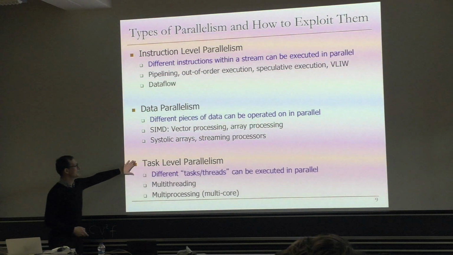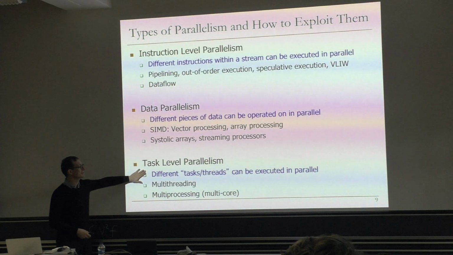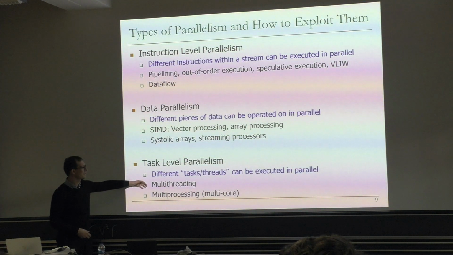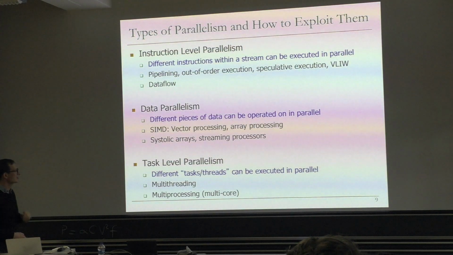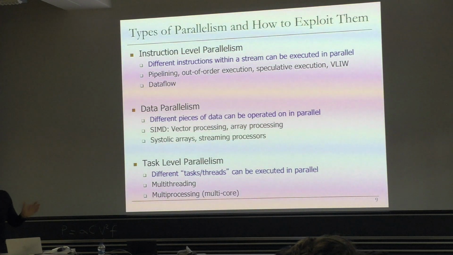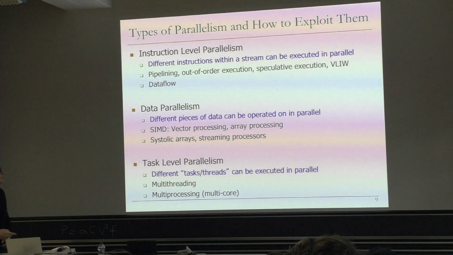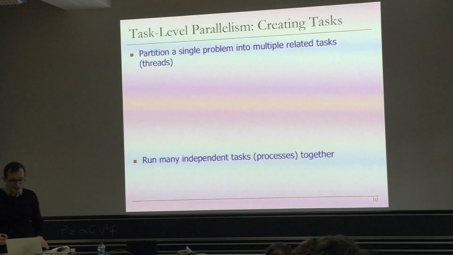And the third one is really task level parallelism. Essentially, different tasks and threads can be executed in parallel, and this is what multi-threading and multiprocessing is about in the end. Clearly, you can combine all of these different types of parallelism, and existing processors combine all of them, right? You have a multi-core processor that has a SIMD unit, and each processor employs a lot of these techniques over here. Okay, but let's talk about task parallelism.